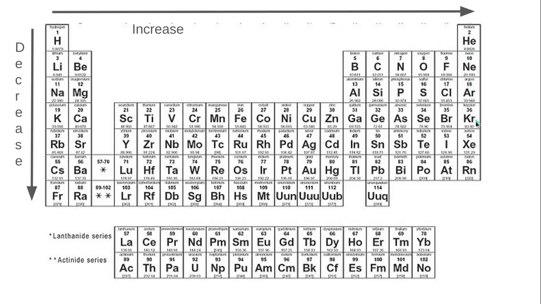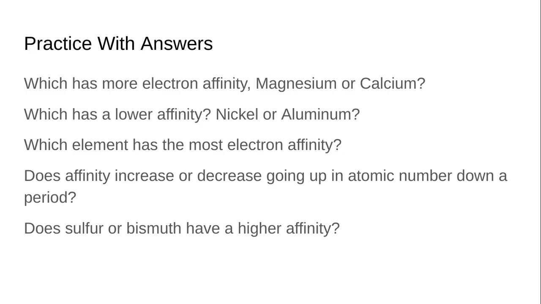The noble gases right here do not have electron affinity because they have already a full set of valence electrons. Same with helium because it's got a full set of valence electrons with that first level. So just remember, keep in mind, if you see something on there that's with your noble gases, those do not have affinity. So let's do some practice.